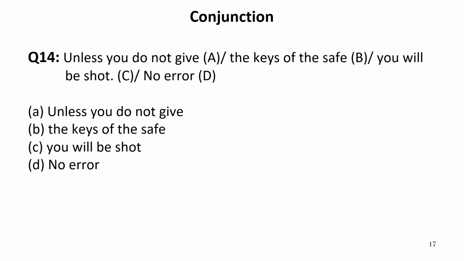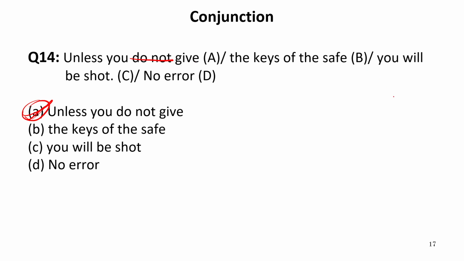Unless you do not give the keys of the safe, you will be shot. Now, by seeing this word "unless", we get to know which part contains the error. Of course, it is A, because after "unless" we cannot use any negative word. But sometimes when the rectification comes, we have to see whether the conjunction that has been used is correct or not. Here in this sentence, it is written, unless you do not give the keys of the safe, you will be shot. Now, if I remove this "do not", let us read the sentence again. Unless you give the keys of the safe, you will be shot. Does it make any sense?